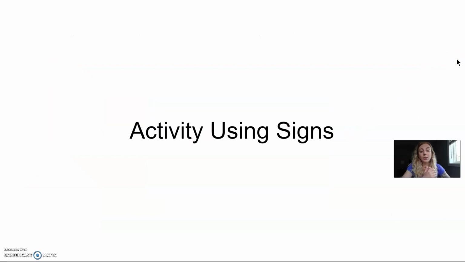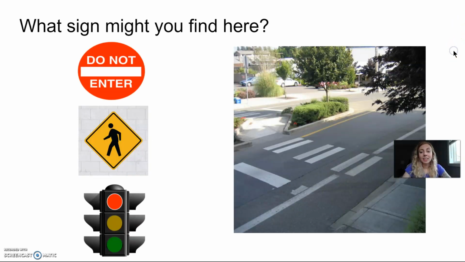Okay, so we are going to do another activity using the signs that we learned. We're also going to use the signs that we learned in part 1, so we can't forget about those, okay? First one, what sign might you find here? So go ahead and pause the video. Tell me if it's the do not enter sign, the walk sign, or the red light sign.